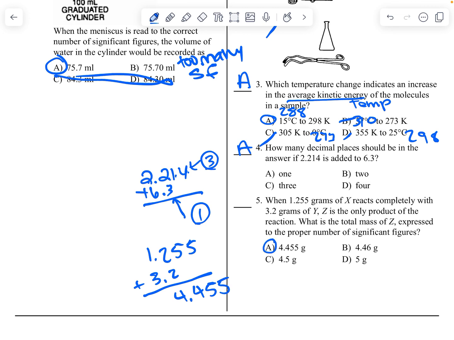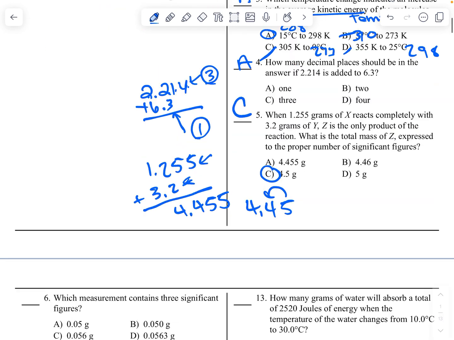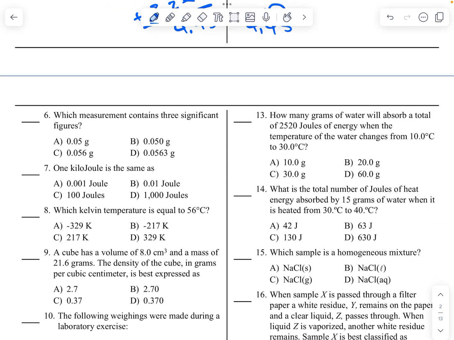It would be easy to just choose that. However, just because the calculator gives that to you doesn't mean it's the right number of sig figs. So this has 3 decimal places. This has 1. When you add or subtract, we want 1 decimal place. So 4.45, this 5 would round that up to that. Choice C.